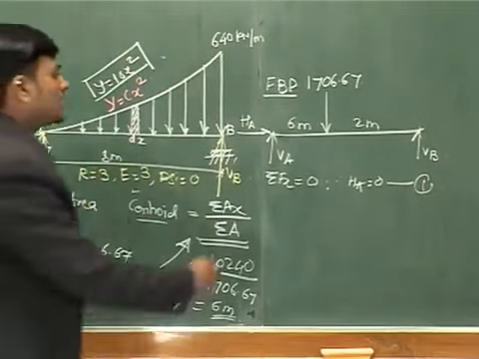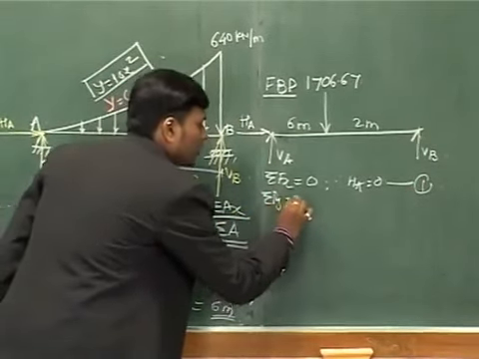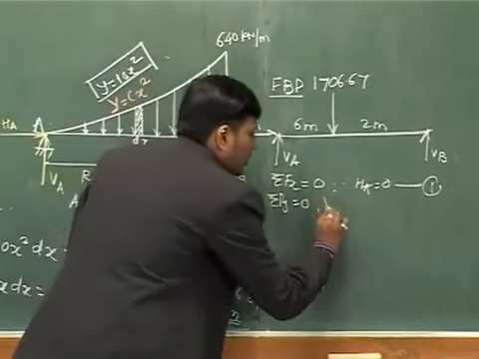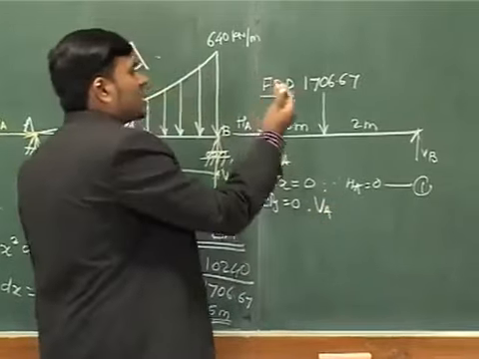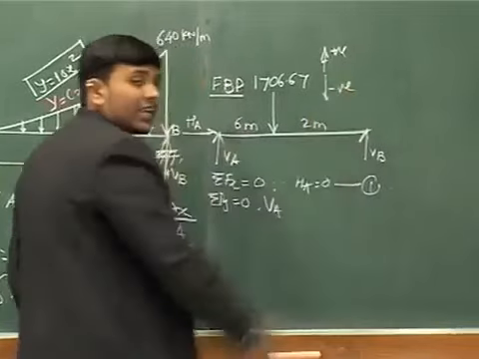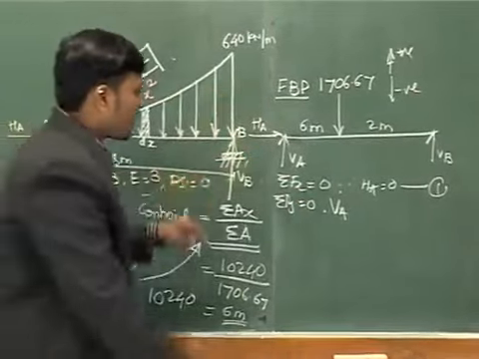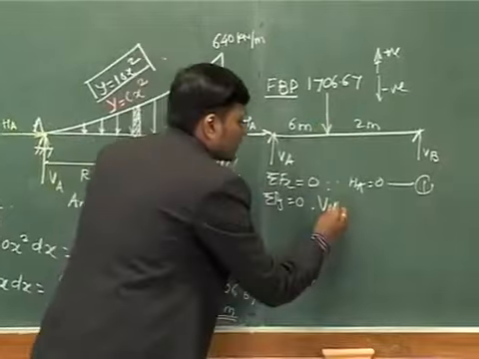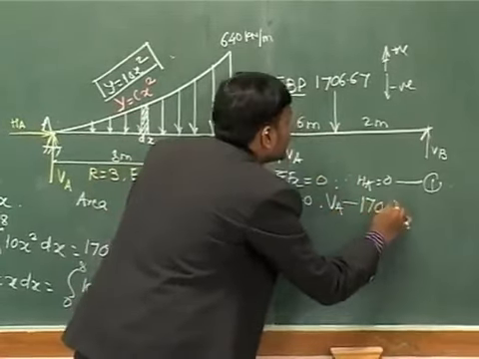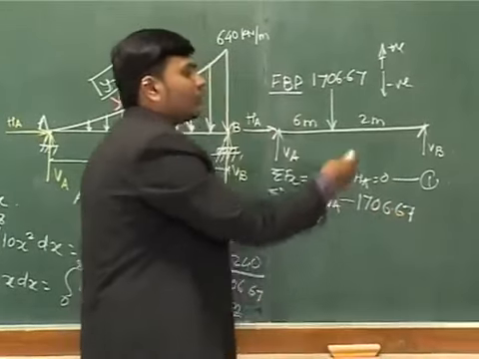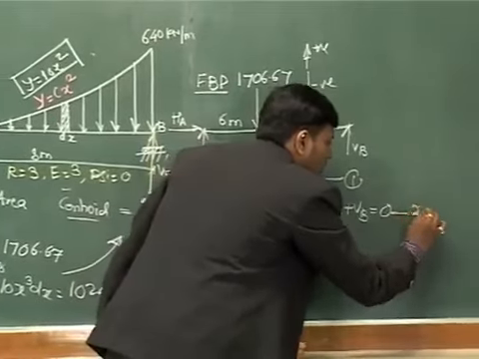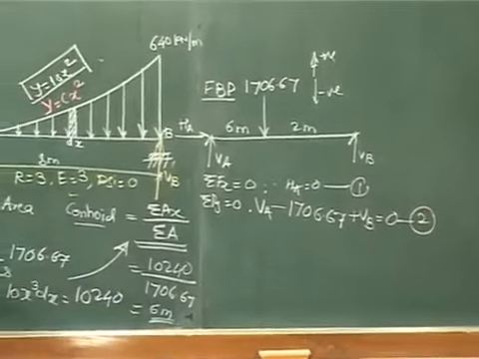Second equation will be summation Fy is equal to 0. So all the forces which are acting in y direction equal to 0. So the first force will be Va, which is acting in upward direction. Again you have to use some sign convention, upward positive, downward negative. Therefore this force is going in upward direction, considered to be positive. Second force 1706.67 coming in downward direction, so it will be negative. And the third force Vb, which is acting in upward direction, so it will be positive, equal to 0. This will be your summation Fy equal to 0.